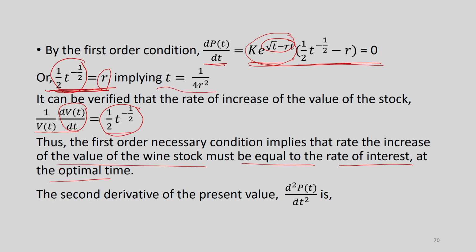Okay. This was a necessary condition. Now, we come to the sufficient condition or the second order condition. Now, that will demand that the second derivative of Pt, remember it was the present value of the stock. So, if you take the second derivative of the stock with respect to time, it becomes d square Pt dt square, and it should be negative.